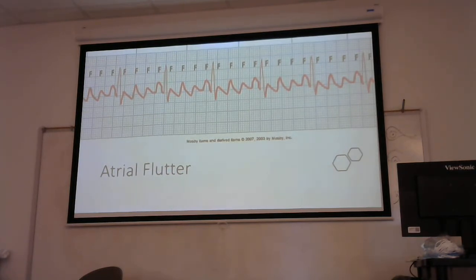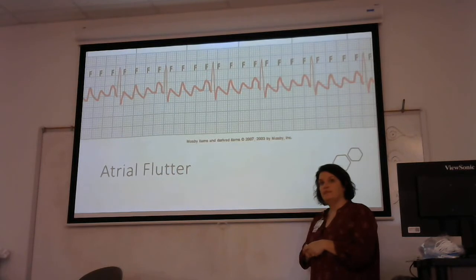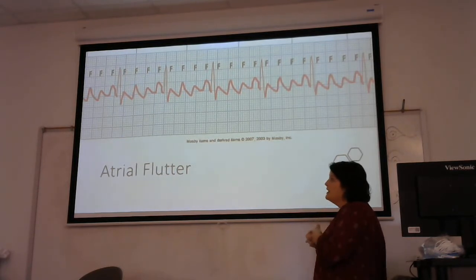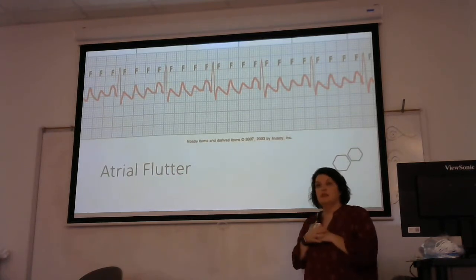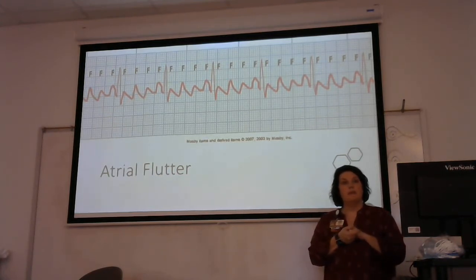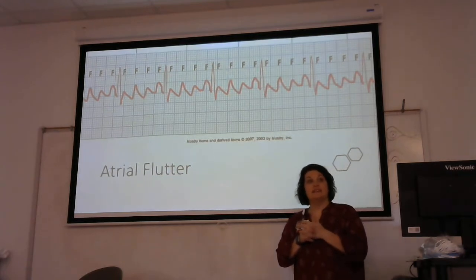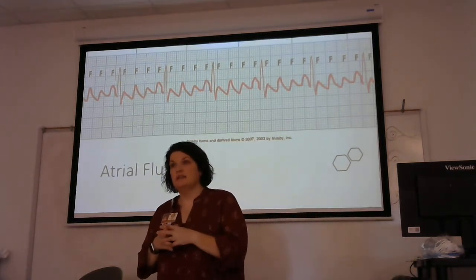So because I don't have P waves, remember, I can't measure a PR interval. And then your QRS complexes are within defined limits. Okay? So when you look at this one, what's my rate? What can you get? Everybody get 60? Yeah, 60. That's my overall ventricular rate.